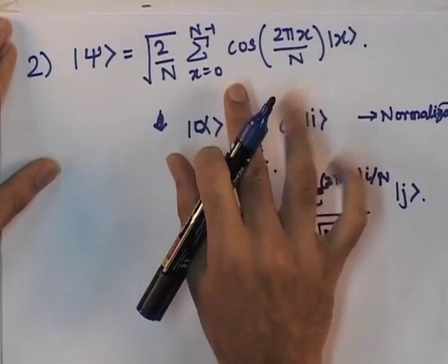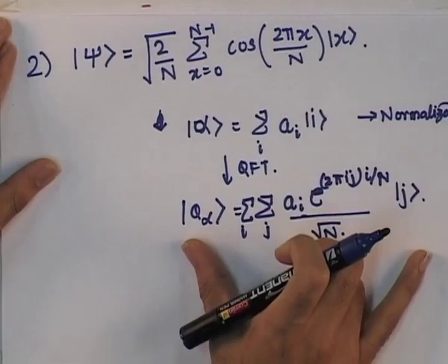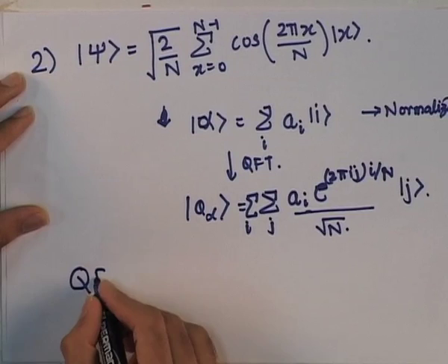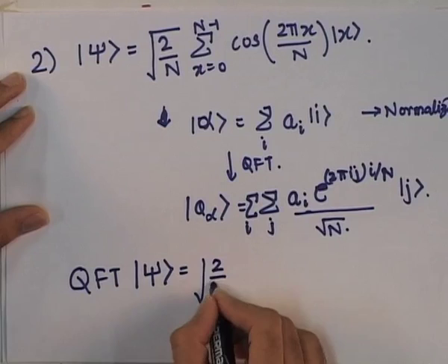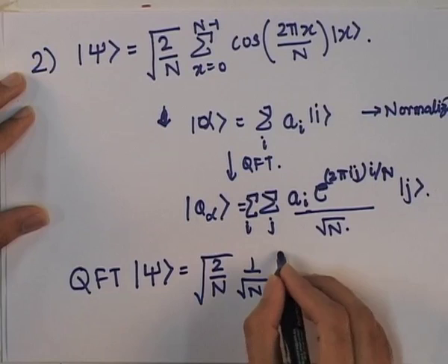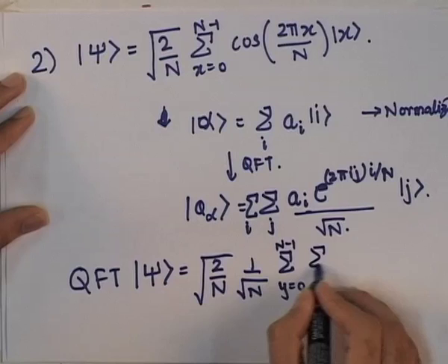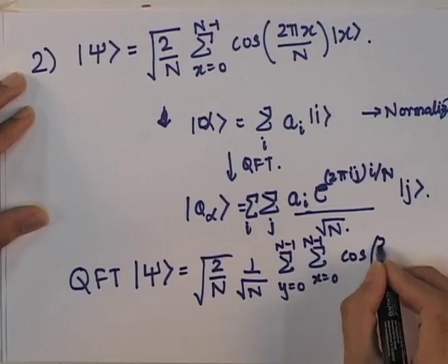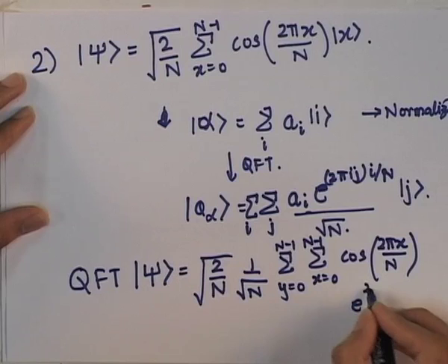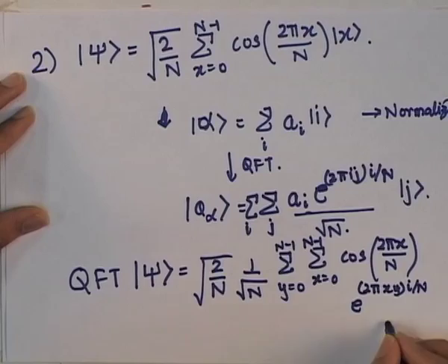and applying this formula, what we would get is the quantum Fourier transform of psi should be equal to root 2 upon n times 1 upon root n summation over y equal to 0 to n minus 1 summation over x equal to 0 to n minus 1 of cos of 2 pi x upon n into e raised to 2 pi x y i upon n times the ket y.